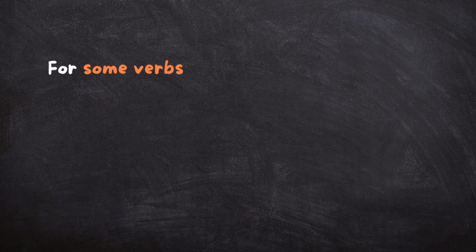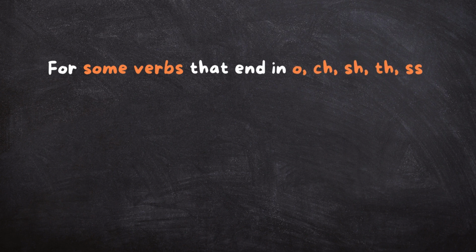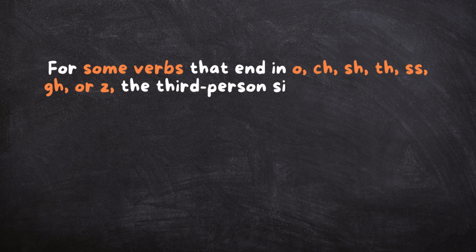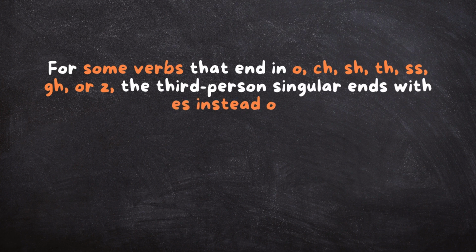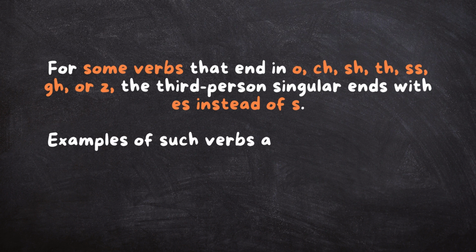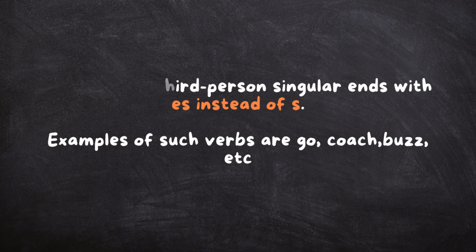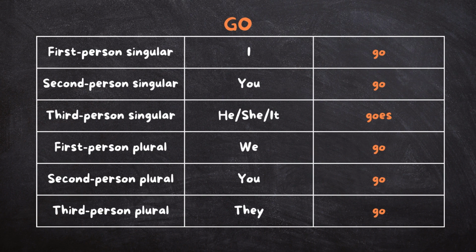For some verbs that end in o, ch, sh, th, ss, gh, or z, the third person singular ends with es instead of s. Examples of such verbs are go, coach, buzz, etc. Now let's use the verb go to explain this. In the first person singular, that is I, we have I go. In the second person singular, you, we get you go. The third person singular, that is he or she or it, we get goes. Remember, in the third person singular, we add an es to the root form of the verb. So it becomes he or she or it goes.